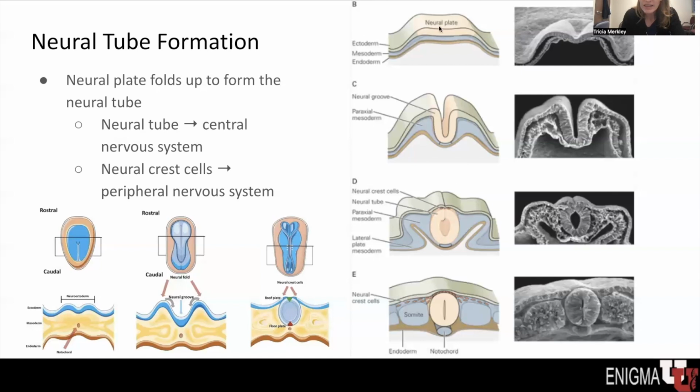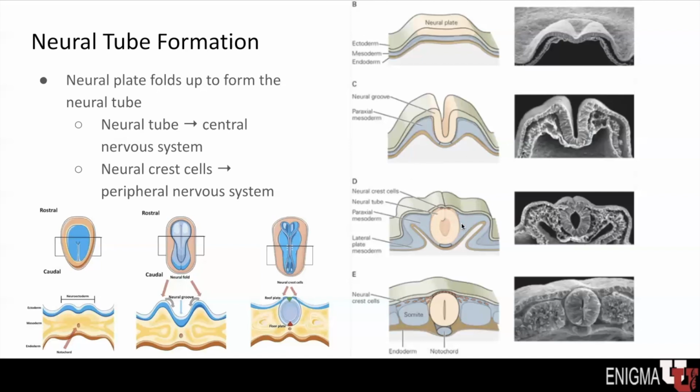Over here in this column, we see the same thing, but it helps to see the actual images of what this looks like and how they correspond with these cartoon drawings. So again, it starts with the neural plate. That neural groove starts to form, and you can see how that corresponds with the micrograph on the right. And again, you can see a little bit better here those three layers, the ectoderm, the mesoderm, and the endoderm, as this neural groove starts to form.